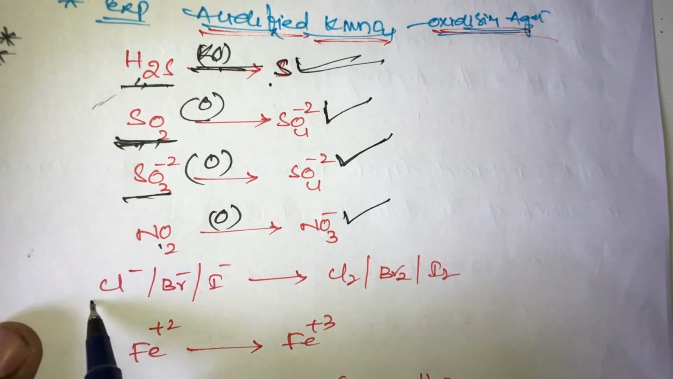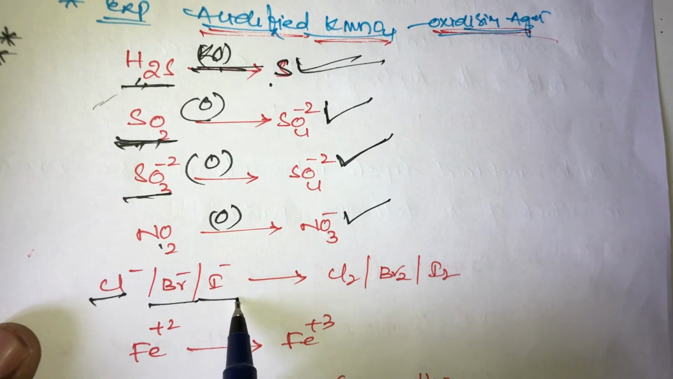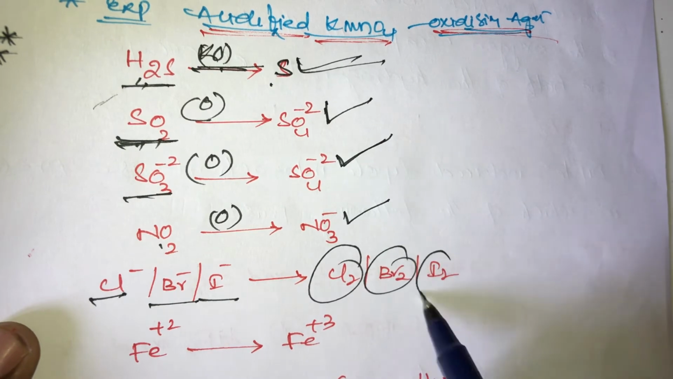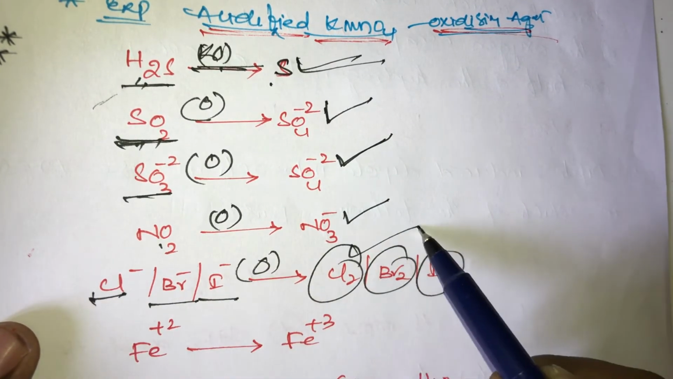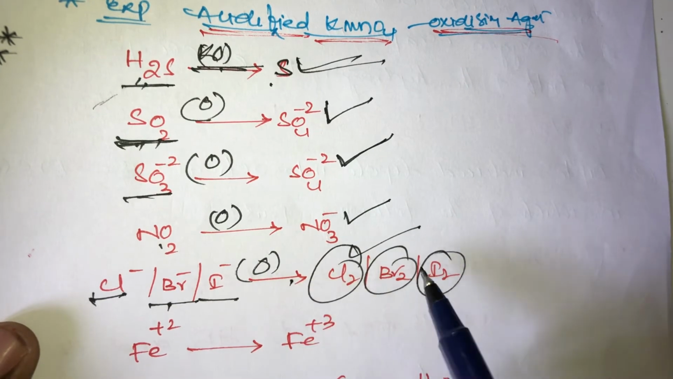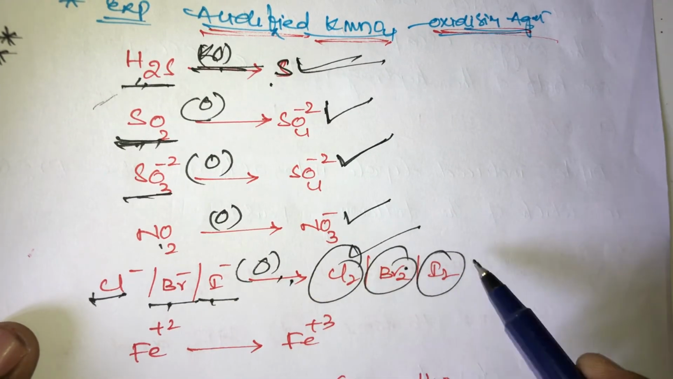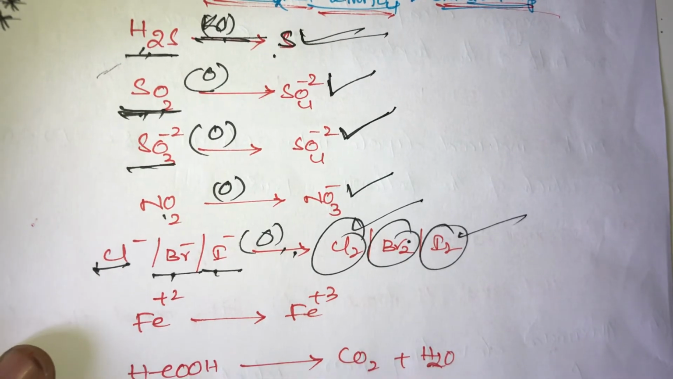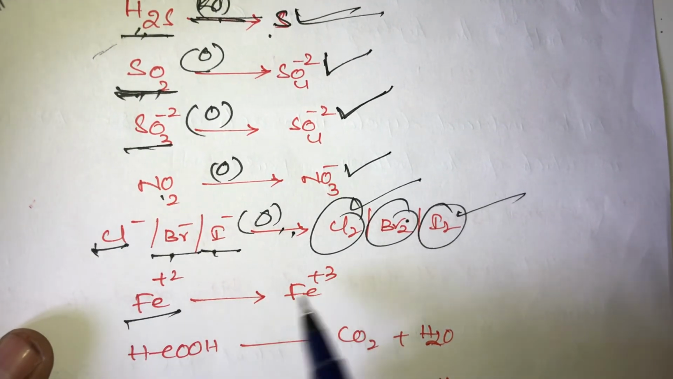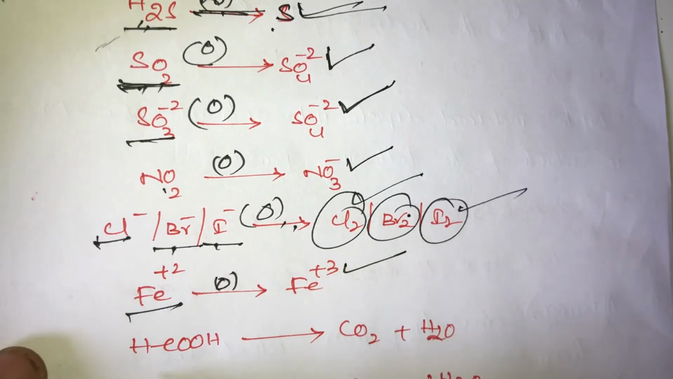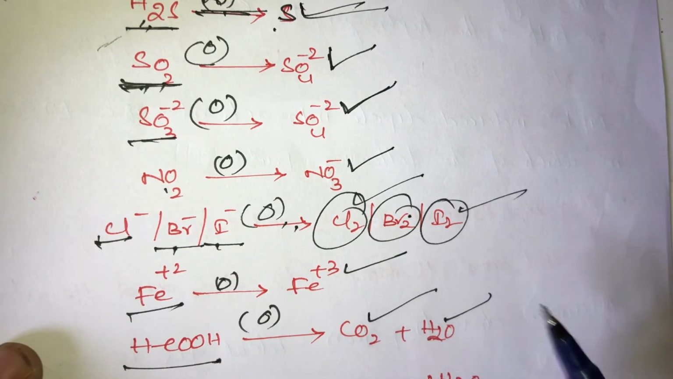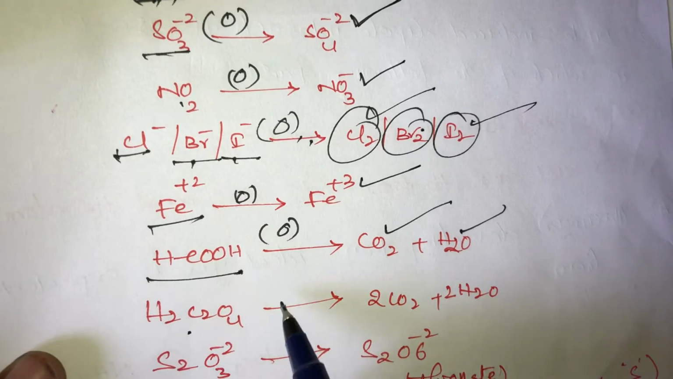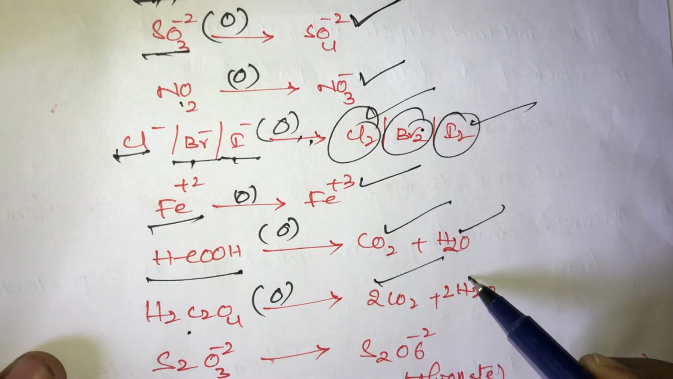Now take chloride, bromide, iodide: on oxidation they are converted into chlorine, bromine, iodine. Chloride on oxidation is converted to chlorine. Bromide on oxidation gives bromine. Iodide on oxidation gives iodine. So these are very important, students. Fe2+ is converted into Fe3+ on oxidation. Formic acid on oxidation gives carbon dioxide and water. And oxalic acid on oxidation gives carbon dioxide plus water.